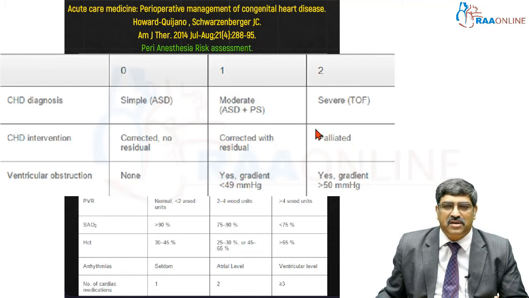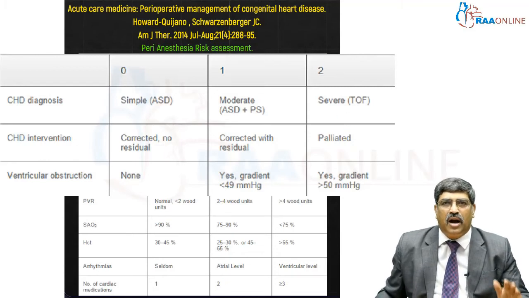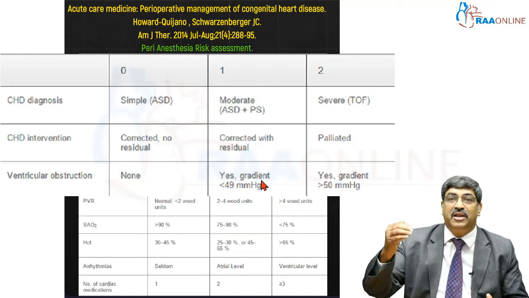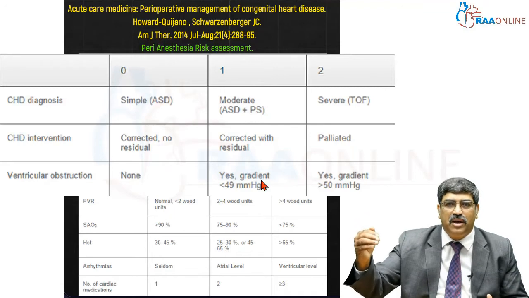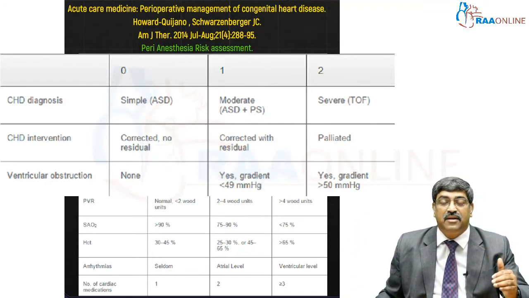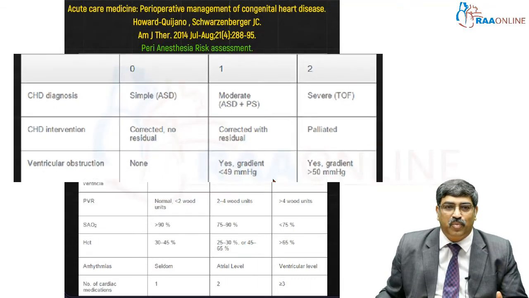Only palliative surgery done, it is 2 points. And coming to ventricular obstruction, when there is no ventricular obstruction, it is 0. When there is obstruction and the gradient is less than 49 millimeter of mercury, it is 1 point. When the gradient is greater than 50 millimeter of mercury, it is 2 points.